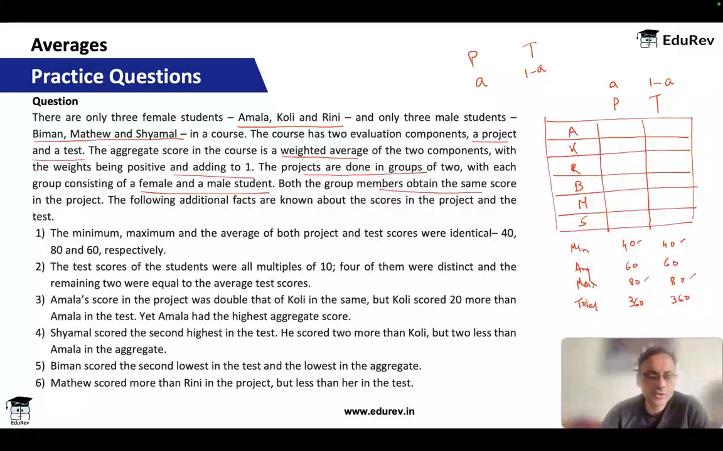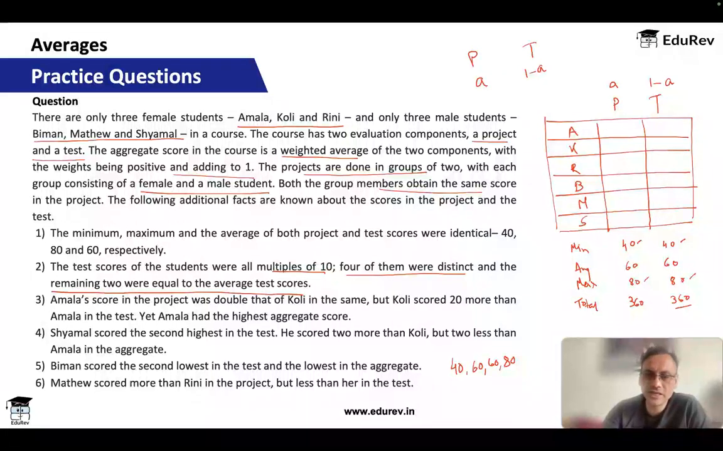Okay. The test scores of the students were all in multiples of 10. 4 of them were distinct, and the remaining 2 were equal to the average test scores. So I already knew there is a 40. I already knew there is an 80. Now I also know that 2 of them are 60-60. So I know 4 values. And the remaining 2 have to be distinct. How much does this add to? If you add this, 80 plus 40 is 120, plus 120, 240.